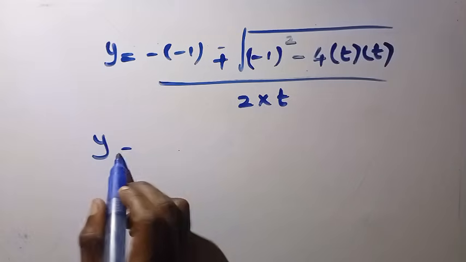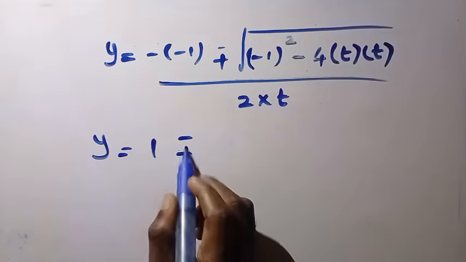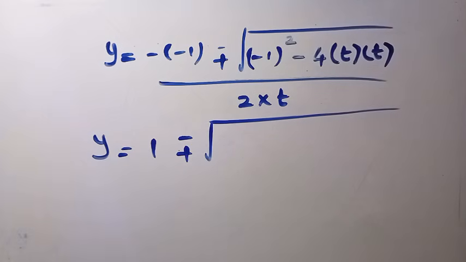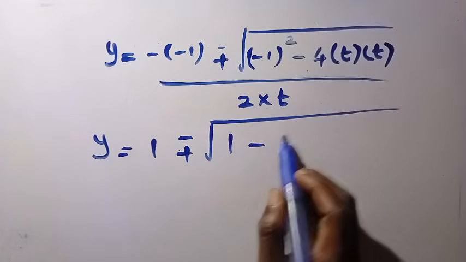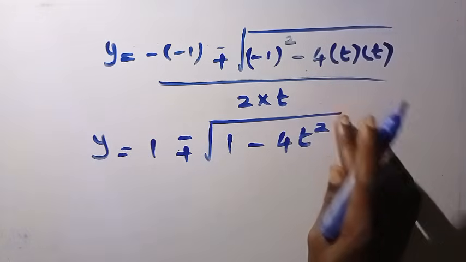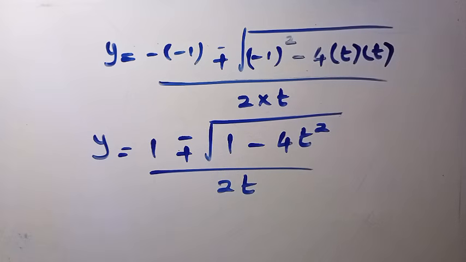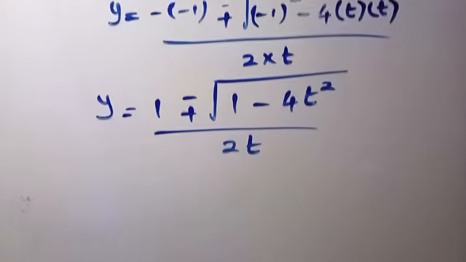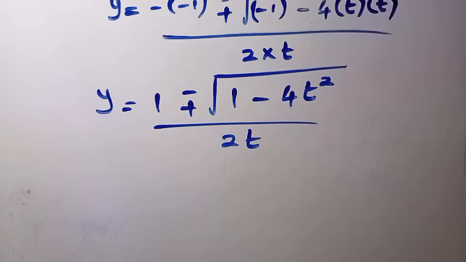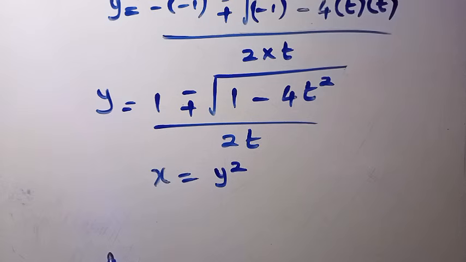Then we have y equals minus multiplied by minus 1 gives us plus 1. So we have minus plus the square root of minus 1 squared is 1, minus 4 multiplied by t squared, divided by 2t. Makes sense. So since we have gotten the value of y, we have made y the subject of the formula. Then don't forget that from the above, we let x equals y squared, right?